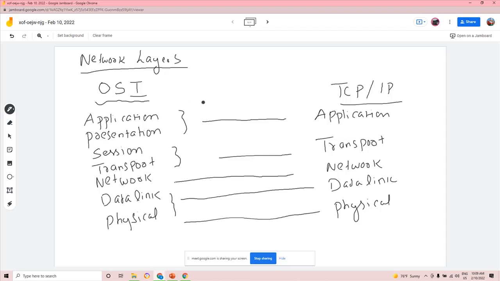So please understand what network layers mean. We will discuss the layers throughout this lecture, so please try to understand the different layers. The layers are referred to according to OSI and according to TCP/IP. The OSI standard says application, presentation, session, transport, network, data link, and physical. And TCP/IP: application, transport, network, data link, and physical. Is it clear, students?